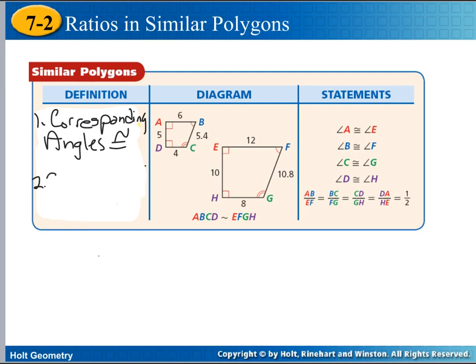And so we'll say corresponding sides are proportional.